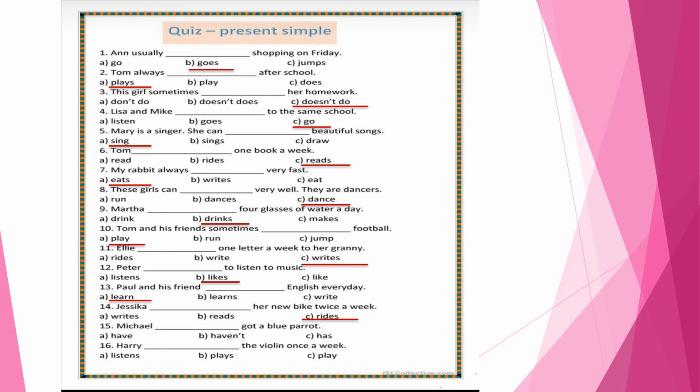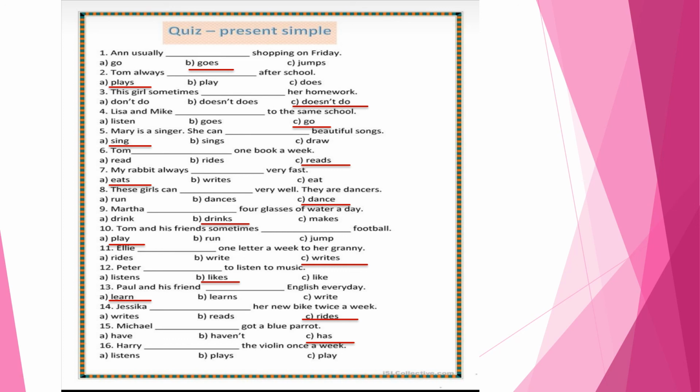Number 15, Michael haven't or has got a blue parrot. Michael here is a name of a boy. If you cross it, you will add he, and here you have verb to have. Verb to have, you will use have or has. Okay, with he, she, it, you will use has, and with I, you, we, and they, you have to use have. Okay, so Michael here is the name of a boy. If you cross it, you will add he, so you will use has. He has got a blue parrot.